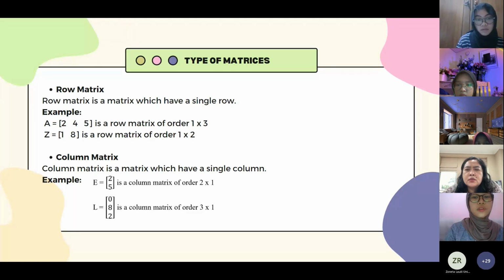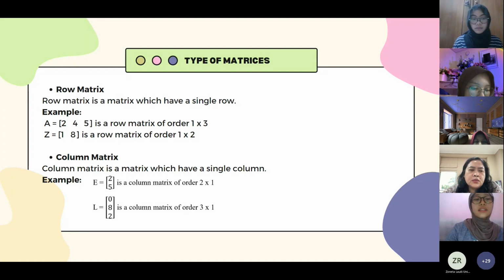The second type of matrix is the column matrix. A column matrix is a matrix which has a single column. For example, A = [2; 5] is a column matrix of order 2 by 1, and L = [0; 8; 2] is a column matrix of order 3 by 1. As you can see, there is a difference between a row matrix and a column matrix.